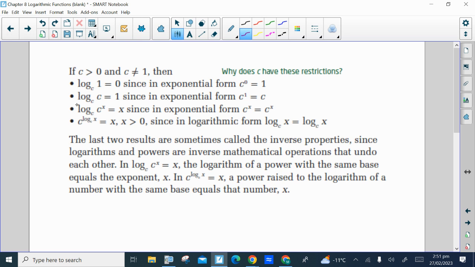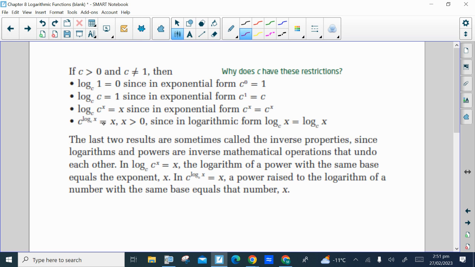So what that really means is that whenever you take a log of something, and that something is the same as the base, the answer is always 1. Log base 5 of 5 would be 1. Log base 12 of 12 would be 1. Log base 1,000,000 of 1,000,000 will be 1. Always.